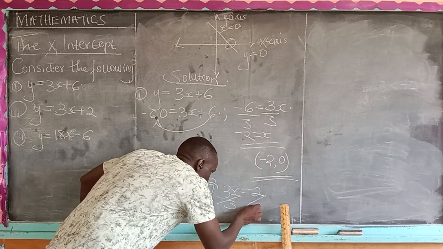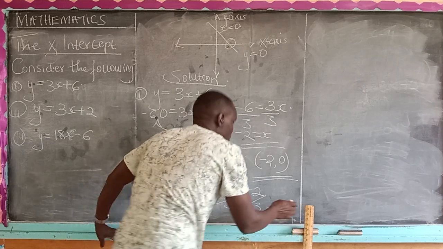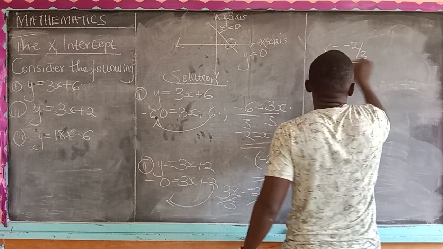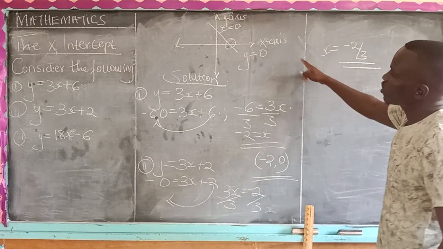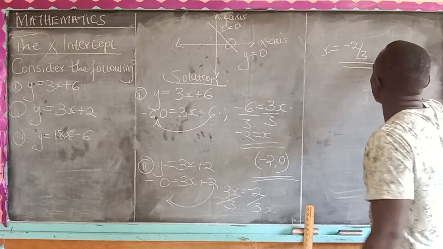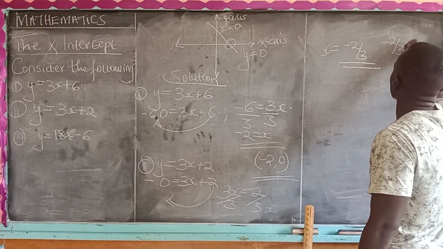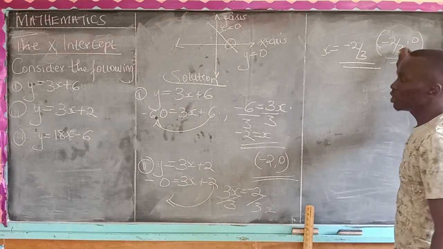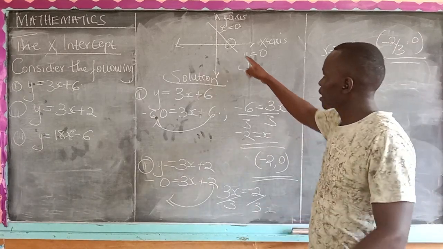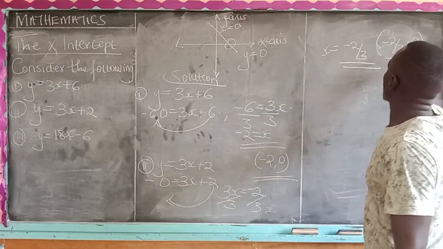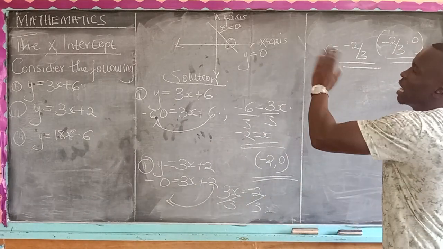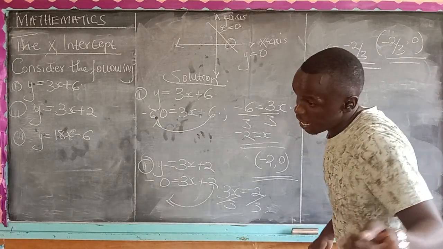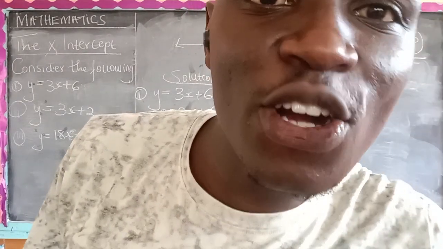Divide by 3. x is equal to negative 2 over 3. So at the point where the line crosses the x-axis, it will be negative 2 over 3, 0. This is the point at which the line passes the x-axis, because the x-intercept shows us that at the point where this line is passing, x is negative 2 over 3, but y is 0.